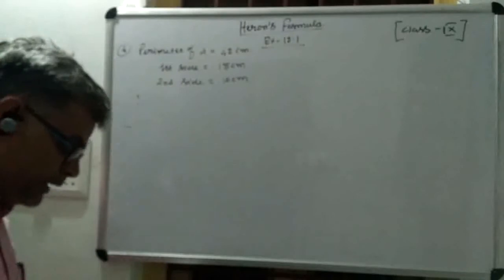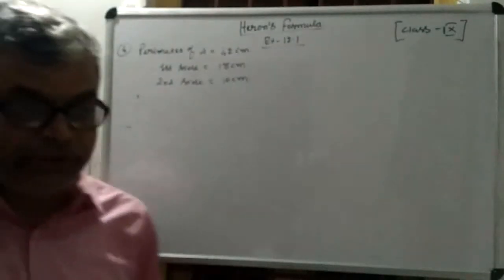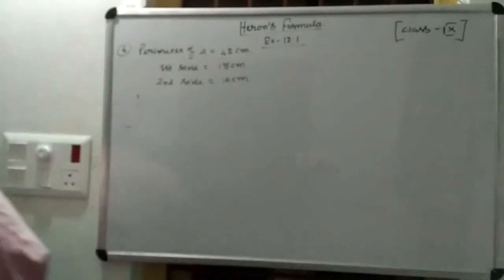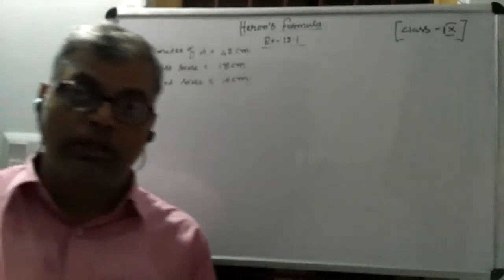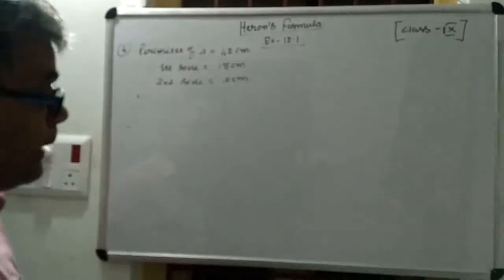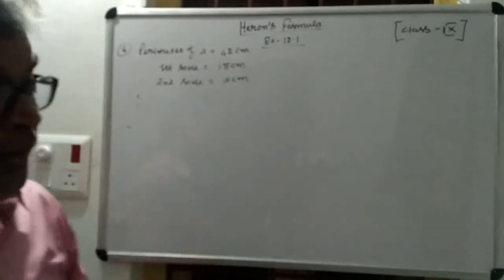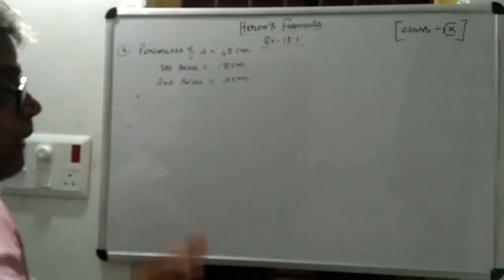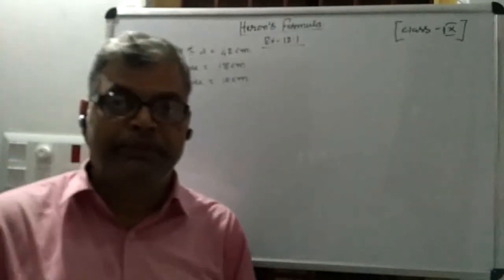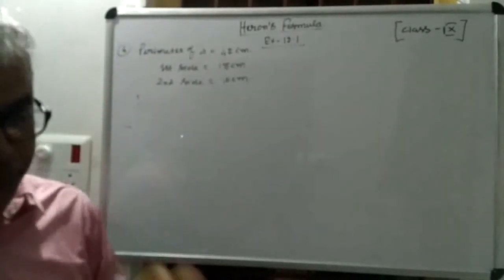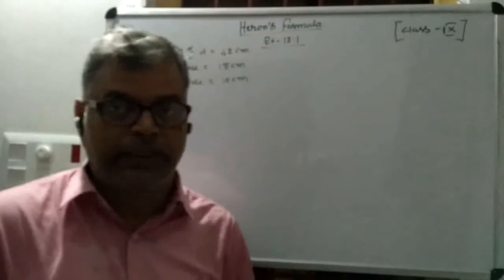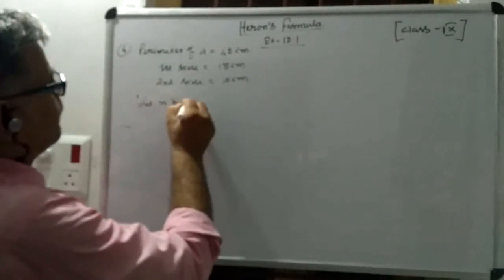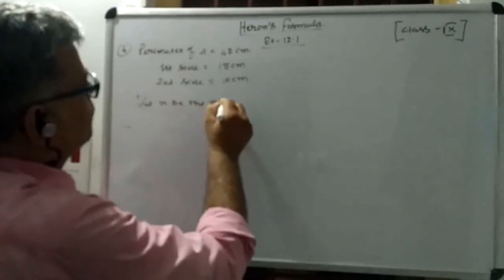Now we need to calculate the area. So children, as you know, in calculating the area by Heron's formula, we require all three sides of the triangle. But here only two sides are given and the perimeter is given. So now we have to apply the formula of perimeter of triangle, and we will first calculate the third side of the triangle. So first you write, let x be the third side of the triangle.